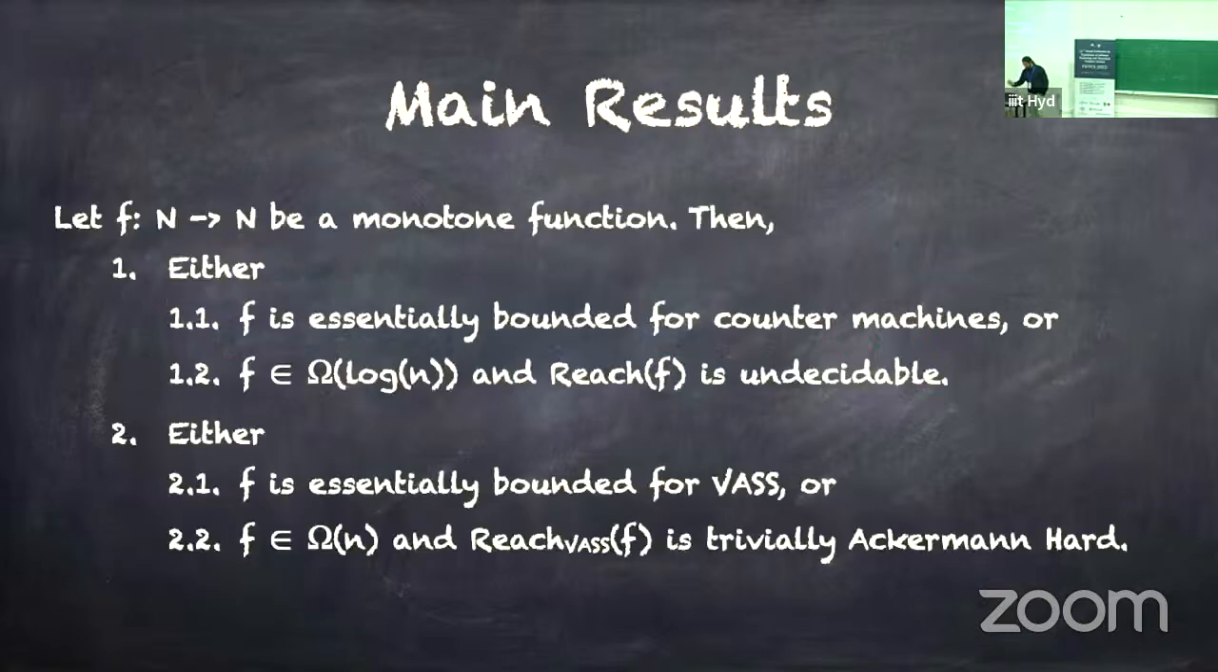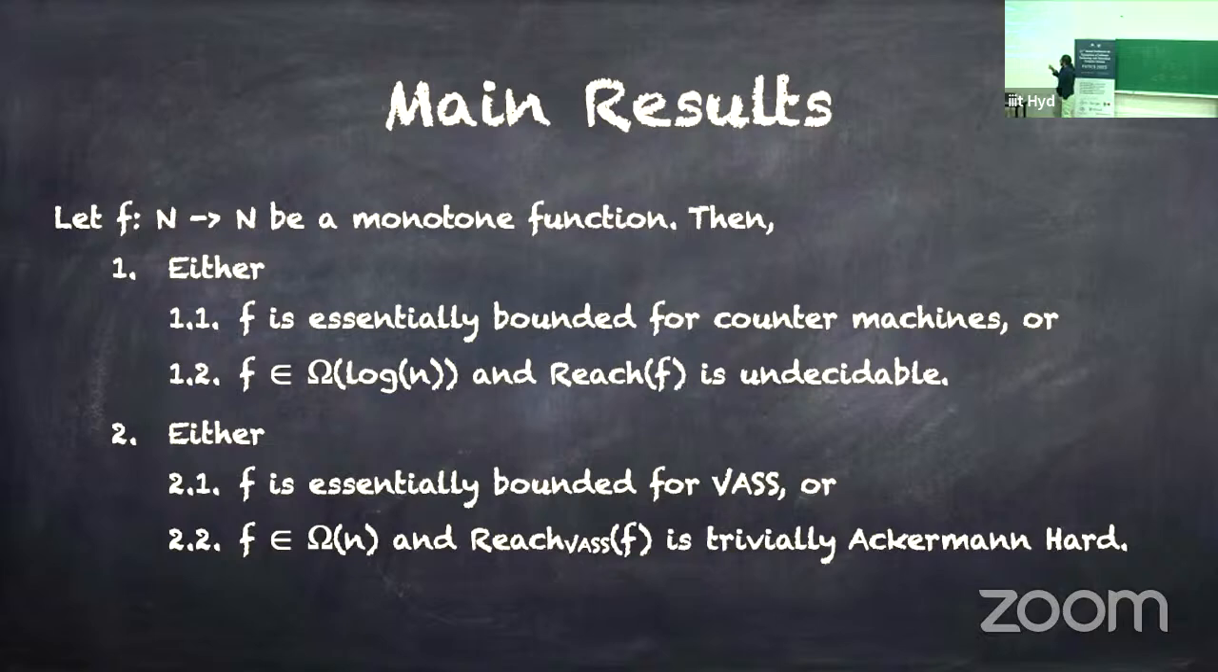So, the main results. Suppose F is any monotone function from N to N, and F is essentially bounded for counter machines, or F grows as fast as a logarithmic function. For example, if you take F as log n, what we prove is that if you take any F which grows slower than log, it will result in a counter machine which is indeed a constant reversal bounded counter machine. So there does not exist a log reversal bounded counter machine in the real sense. That's the main result.